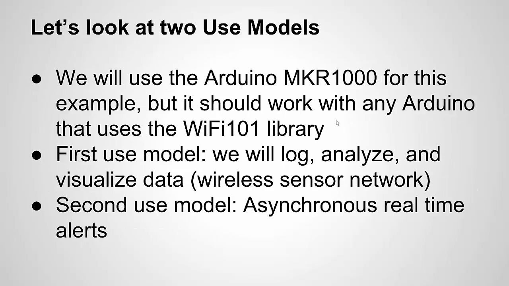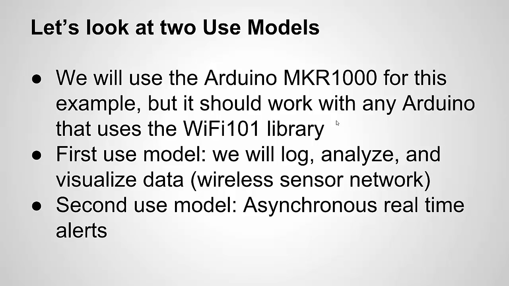Okay, what I wanted to do for this video is look at two use models for ThingSpeak. And for this video, I'm going to be using the Arduino Maker 1000. If you're not familiar with that, it has the SAM-D21 chip, which is the same chip on the Arduino Zero, but it also has Wi-Fi capability. So I'm using the Maker 1000, but the Maker 1000 leverages the Wi-Fi 101 library. So as long as you're using anything that's compatible with that library, this should work. For instance, the Wi-Fi Shield should work with this.